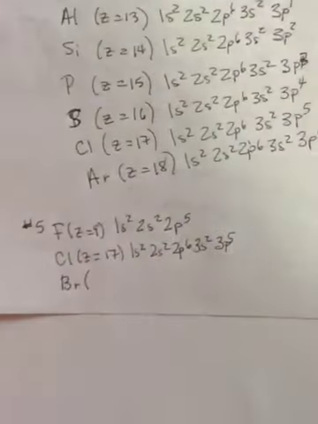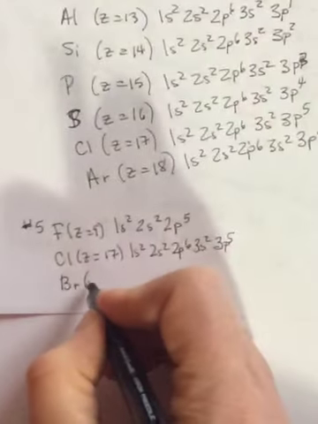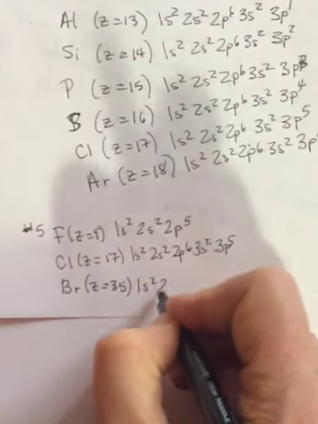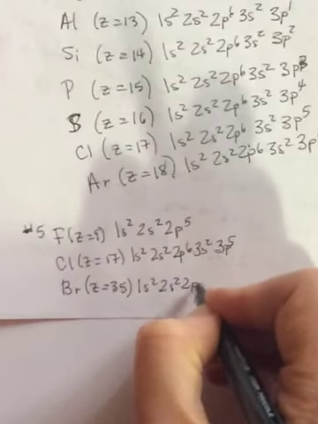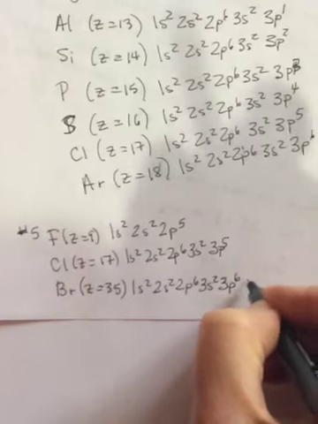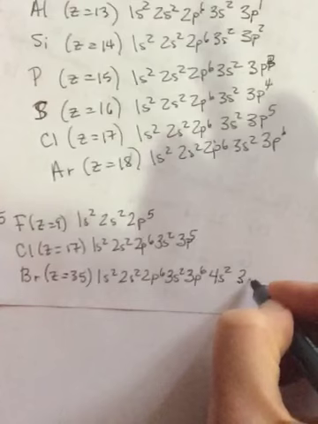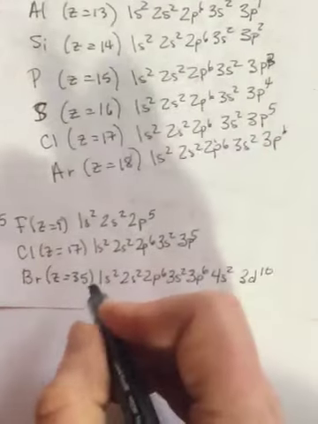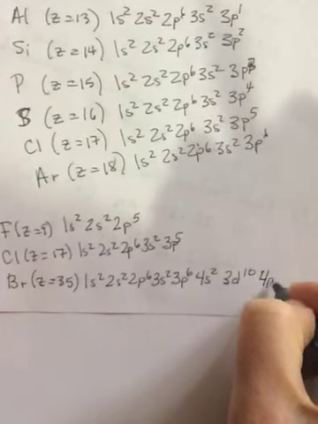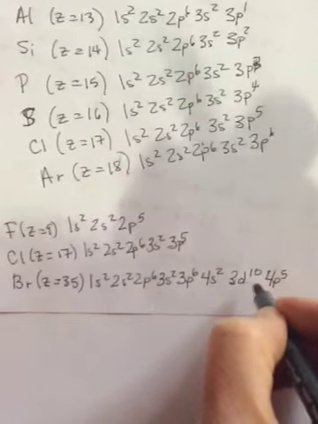Then we have bromine, which is, if I could only see the number, 35. 1s2, 2s2, 2p6, 3s2, 3p6, 4s2, 3d10. Now I have to add up, and then it should be 4p5. 10, 20, 35, yeah.